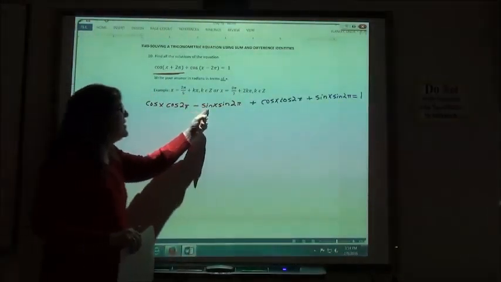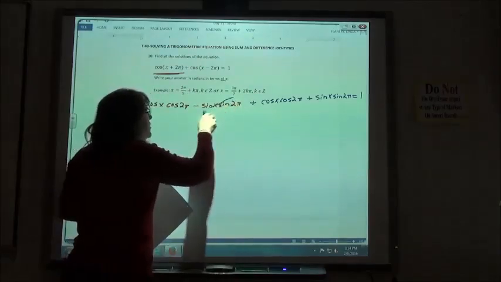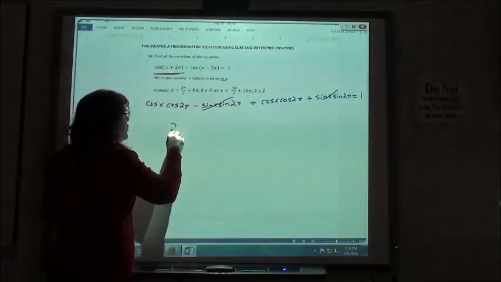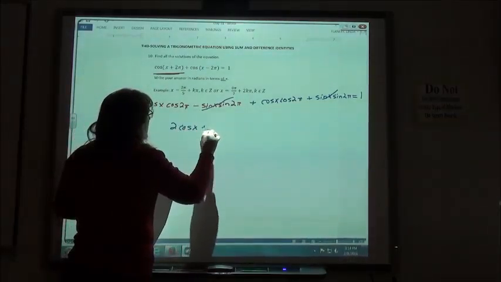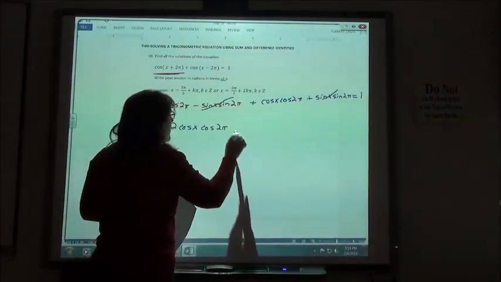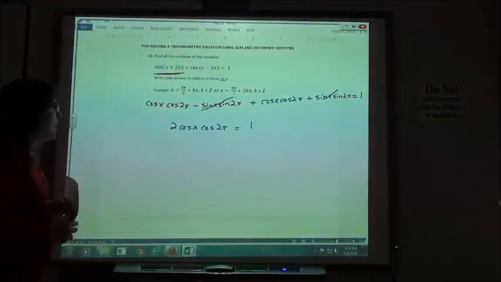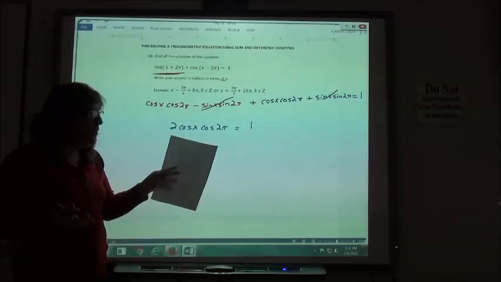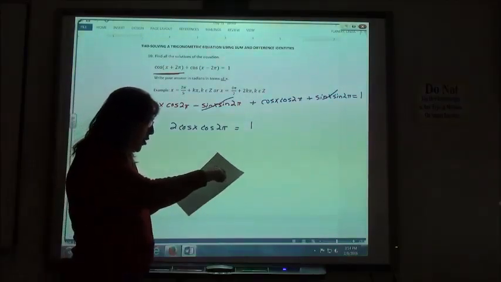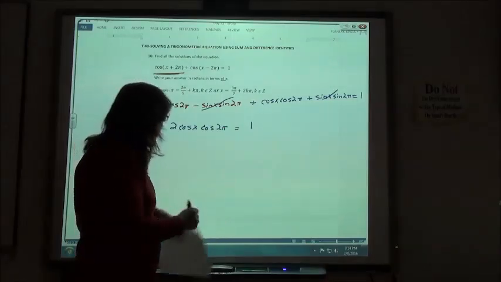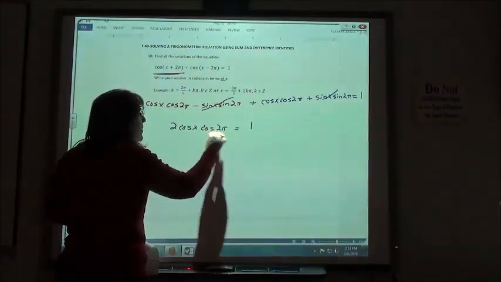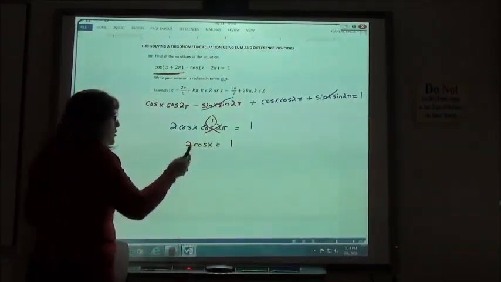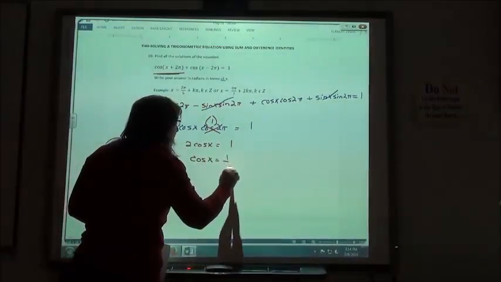Looking at that, the signs are going to cancel out. So this will cancel this out. These two are the same. So I'm going to have 2 cosine of x cosine of 2 pi equals 1. Now you're going to look up in your table that we've used before the value for cosine of 2 pi. So cosine of 2 pi way down at the bottom is equal to 1. So I'm going to replace this with 1. So I get 2 cosine of x equals 1. Solving that, cosine of x equals 1/2.